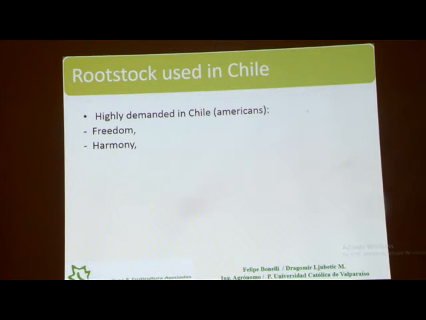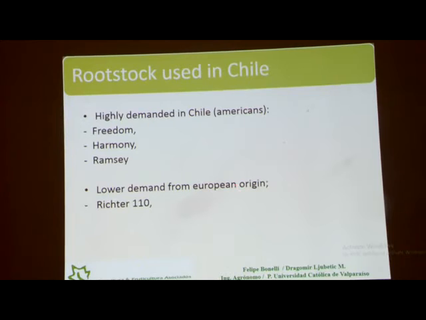The most used rootstocks in Chile are Freedom, Harmony, Ramsey, all American rootstocks, because they are more vigorous. معظم الاصول المستخدمه في تشيلي هنا فريدم وهارموني ورامسي، عشان هي النمو بتاعهم قوي شويه. And less demanding rootstocks are from Europe, Richter, SO4, and Paulsen.